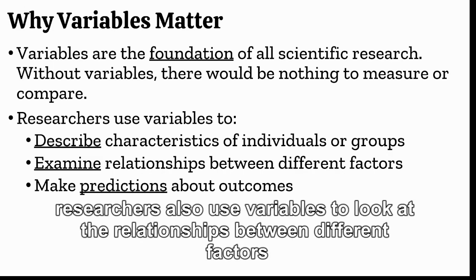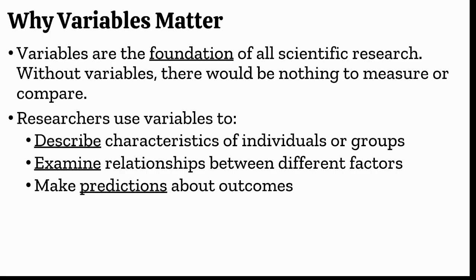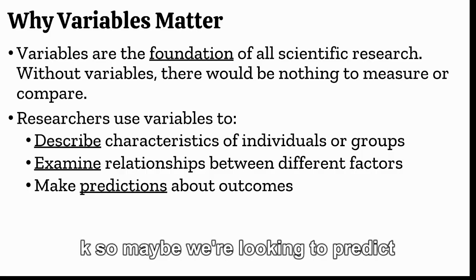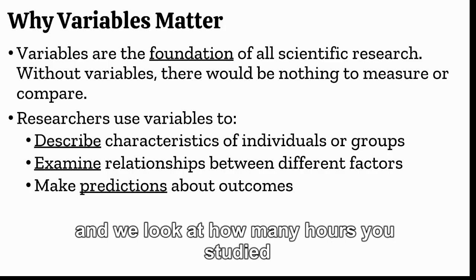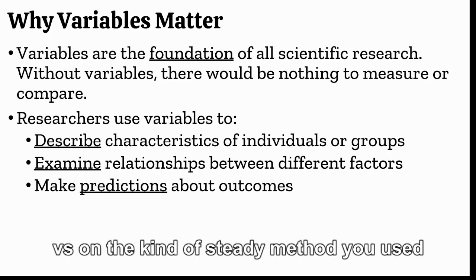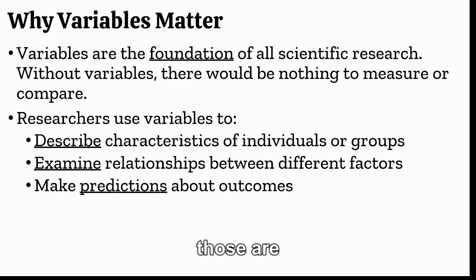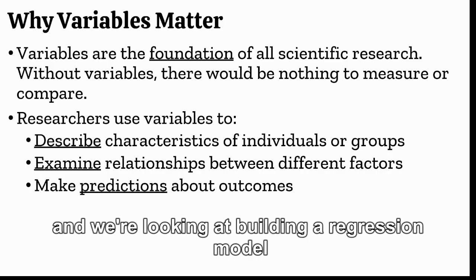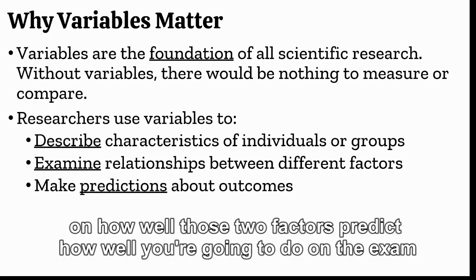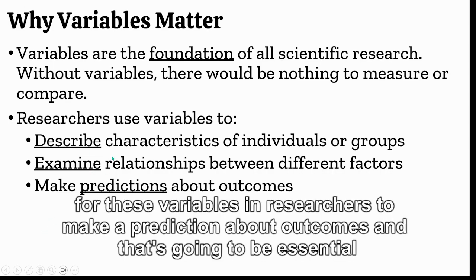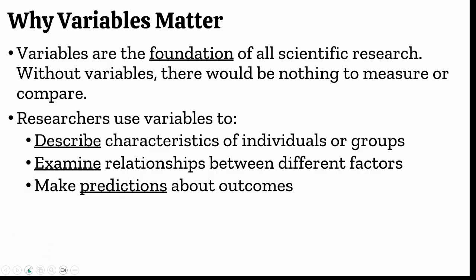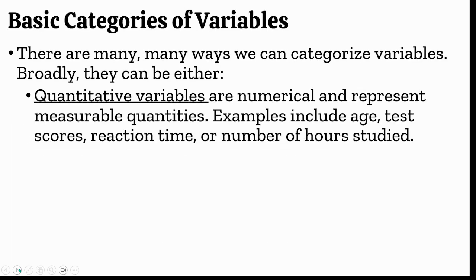Researchers also use variables to look at the relationships between different factors. Okay, so maybe we're looking to predict what helps you get a higher score on a test. And we look at how many hours you studied versus the kind of study method you used. Those are our two different factors. And we're looking at building a regression model on how well those two factors predict how well you're going to do on the exam. And then another thing that we use for these variables in research is to make a prediction about outcomes. And that's going to be essential in our non-experimental research.